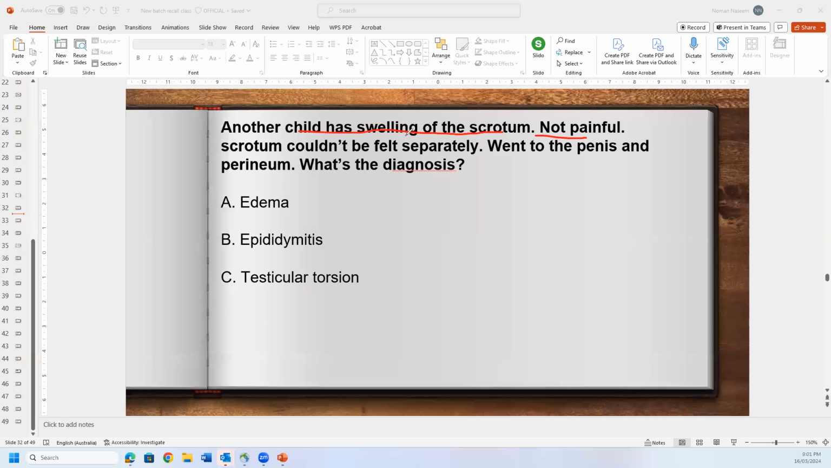If it's in the ureter, transurethral removal. If it's in the ureter and less than 7 millimeter, it will just pass.